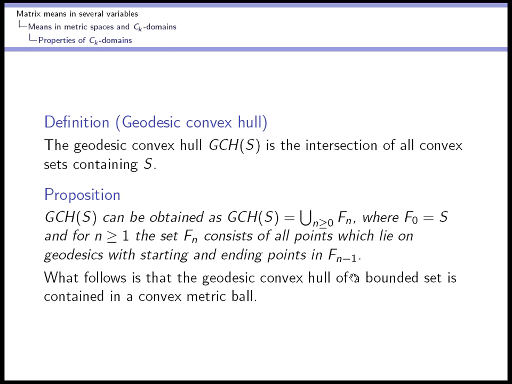Now, by these 3 lemmas, we can define the geodesic convex hull of any subset S. That is actually the intersection of all convex sets containing S. Now, how can we construct this geodesic convex hull? There is a natural procedure. We start with taking points from S and connecting all possible points with the geodesics. And we define the next set by the union of points of these geodesics. Now, we do this recursively, and it can be proved that in a CK domain, this procedure converges to a unique set, which is the geodesic convex hull of S.